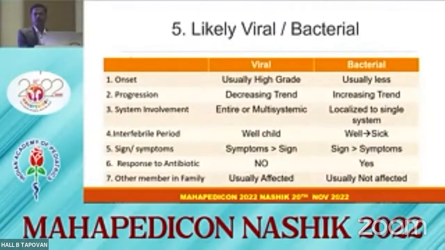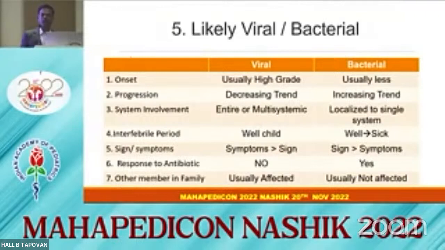So can you differentiate between viral and bacterial infection without any investigation? Because there are not many investigations which can differentiate between viral and bacterial. But on history, approximately 70 to 80% of the time you can differentiate whether the fever is actually viral or bacterial in the initial few days. So if at initiation the fever is very high grade, it decreases over 3 to 4 days, there is multisystemic involvement, and the child is well in between the fever.